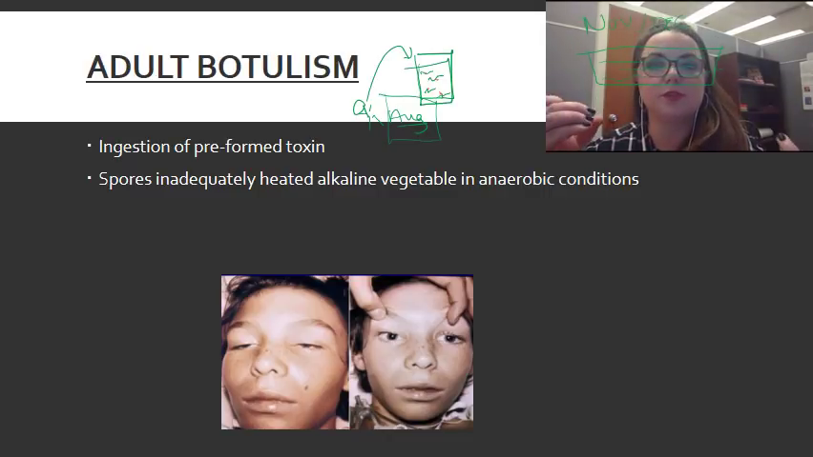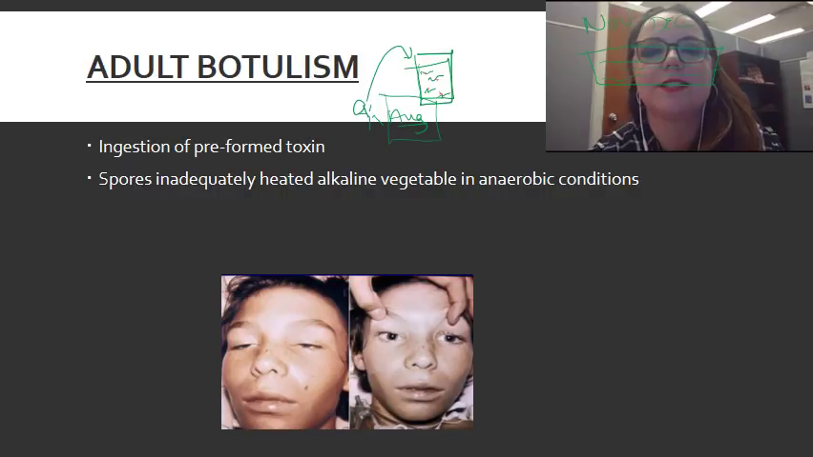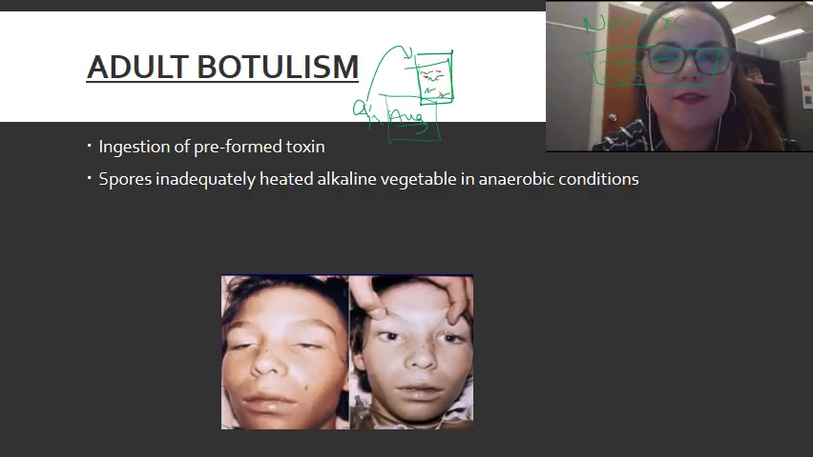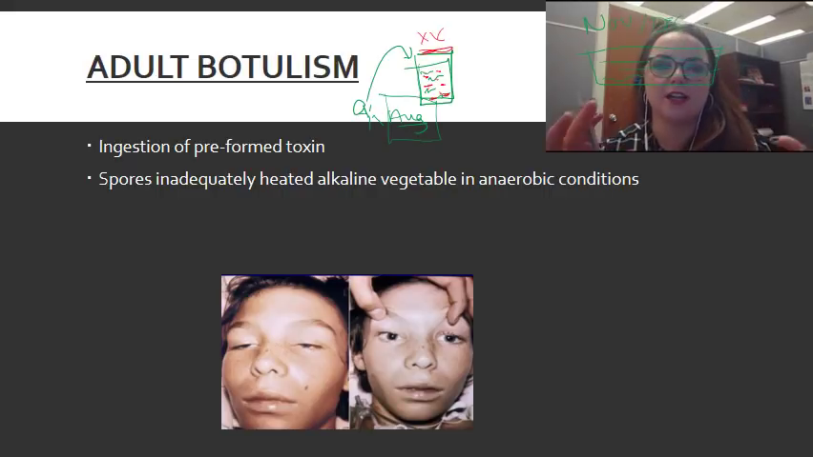As they use up the nutrients, nutrients become limiting, the environment becomes less friendly, and they do two things. They produce spores and they produce toxin. So as the vegetative organisms die off, you get spores and you get toxin. And that makes this can a hotbed of toxin.